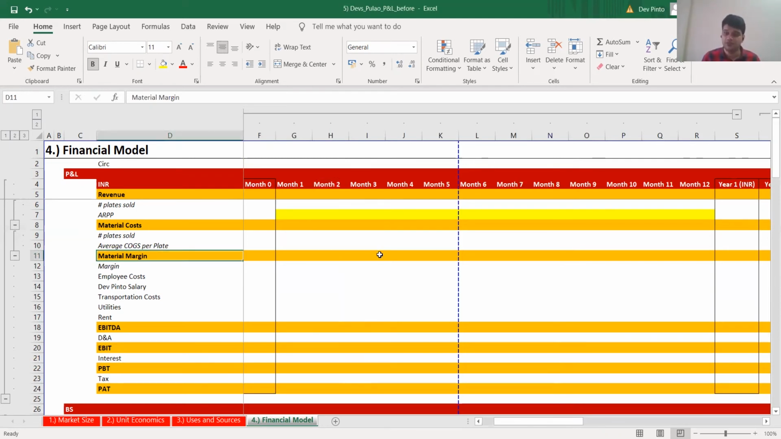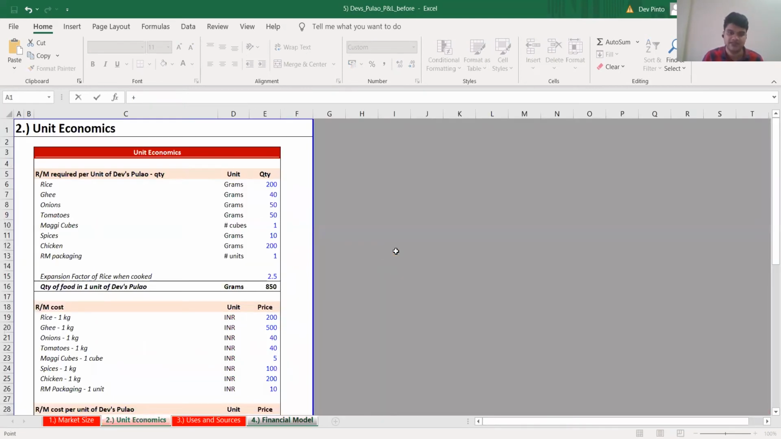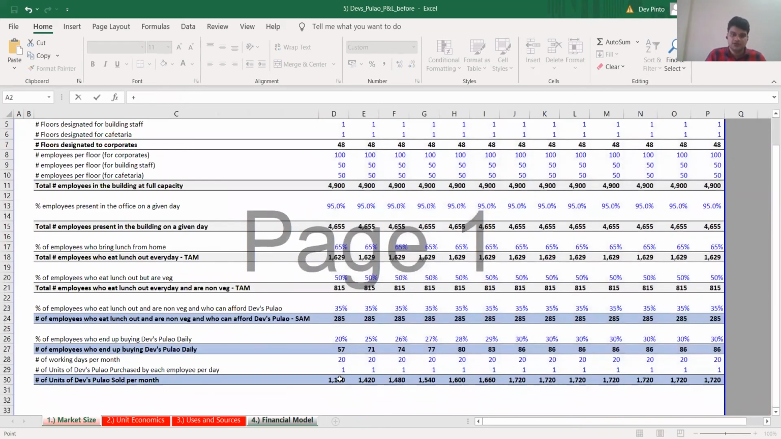First and foremost, I'm not going to start with revenue. You'll understand why in a bit. I'm going to start first with costs, and then we'll go back to revenue. So let's start with material costs. How do you compute material costs? Number of plates sold times average COGS per plate. We have both these line items. Let's link them up. So month 1, let's go to the market sizing tab.